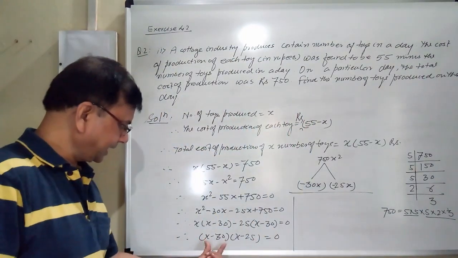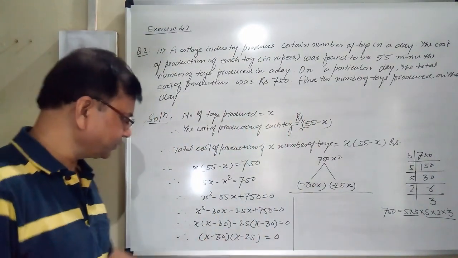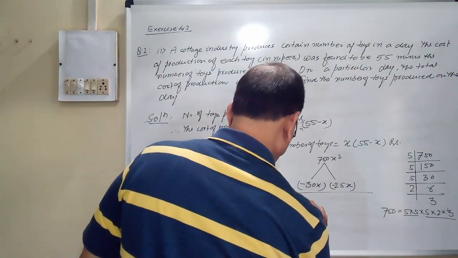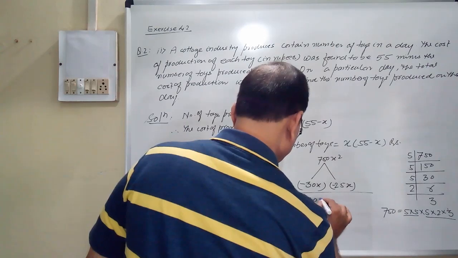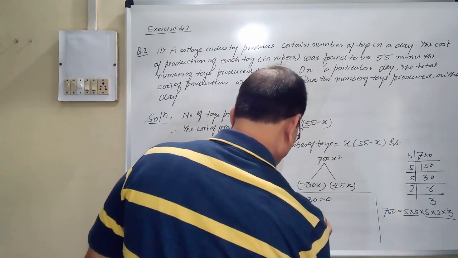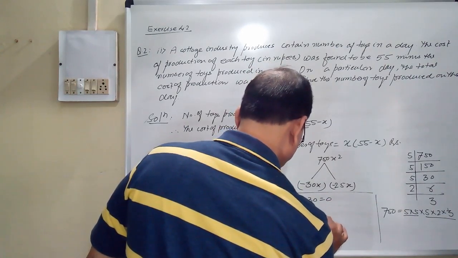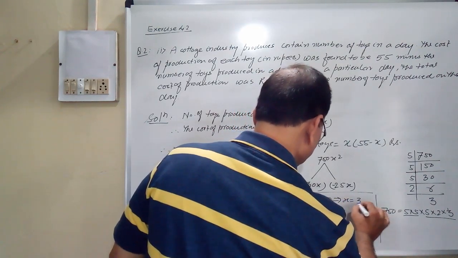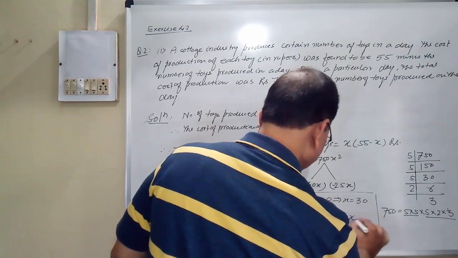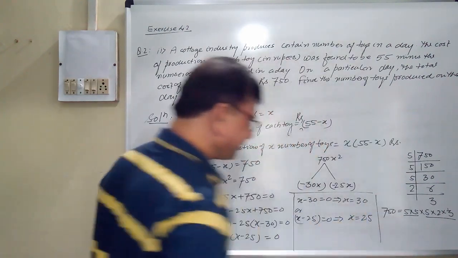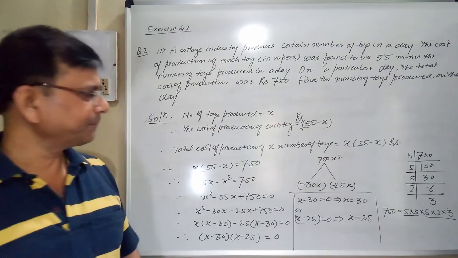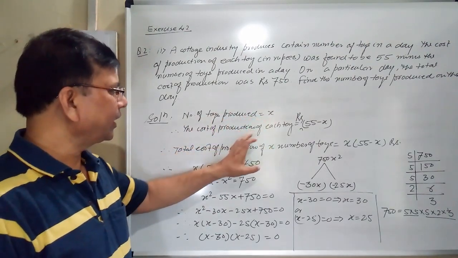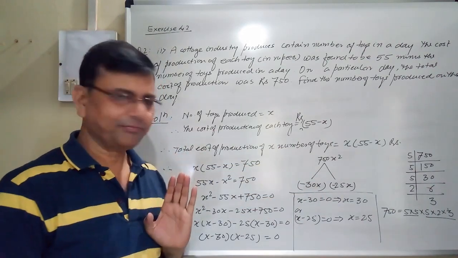So either this is equal to 0 or this is equal to 0. So you get x minus 30 is equal to 0 or x minus 25 is equal to 0. This implies x is equal to 30, and this implies x is equal to 25. So two possibilities are there: the production will be either 30 or it may be 25.